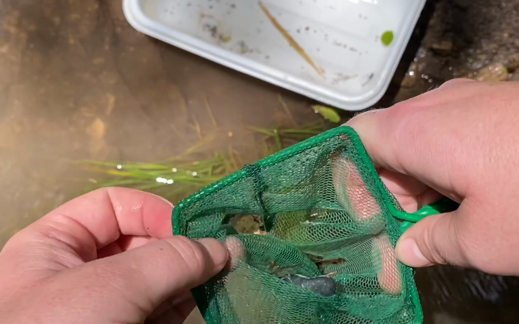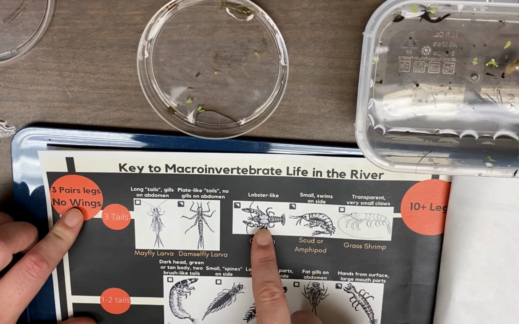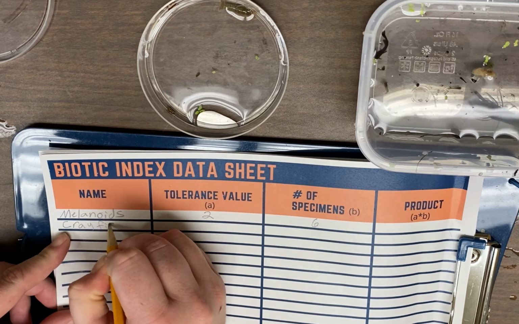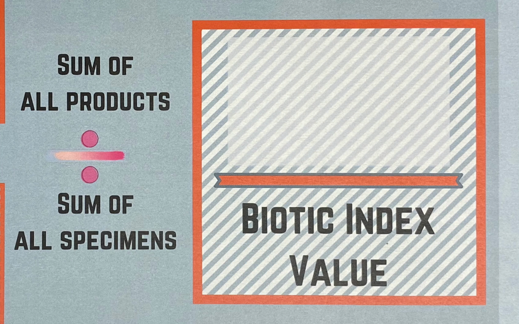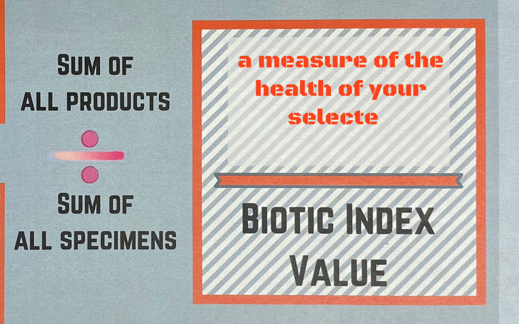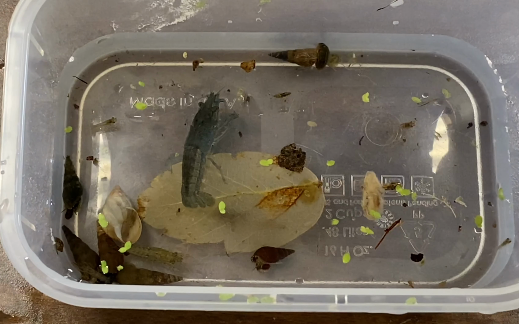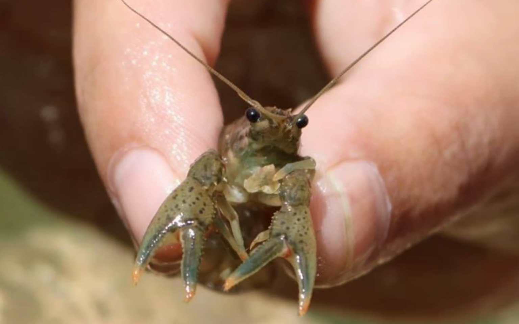In last week's video, we learned how to catch and annotate our specimen. This week, I will show you how to use your data to calculate for the Biotic Index Value, which is a measure of the health of your selected aquatic habitat. But first, I thought you might be interested to learn more about some of the common invertebrates that you may have found.